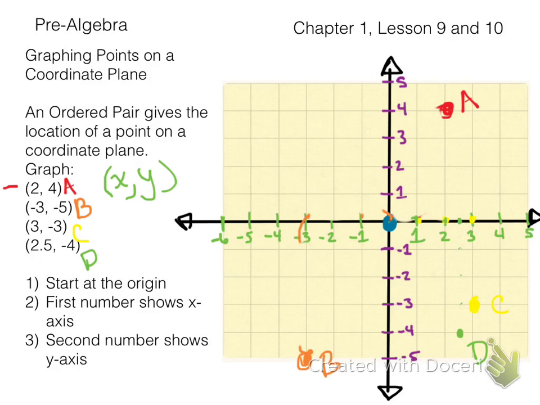Alright? Just as a reminder of the steps, you start at the origin, and then you count left or right. If it's negative, you count left, like in the example for B. If it's positive, you count right. Then you're going to go up or down from that point. You go up if the second number is positive, and down if the second number is negative. Examples where you'd go down are B, C, and D. An example where you go up is A.